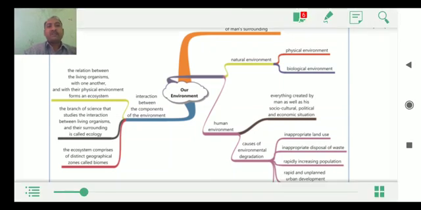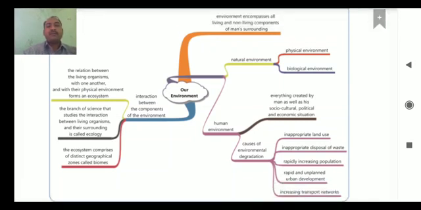Then in the same chapter we discuss some other important aspects. First one, ecosystem, then ecology and biomes. Now we have to understand how an ecosystem forms. An ecosystem is formed by the relationship of living organisms with one another and with their physical environment.